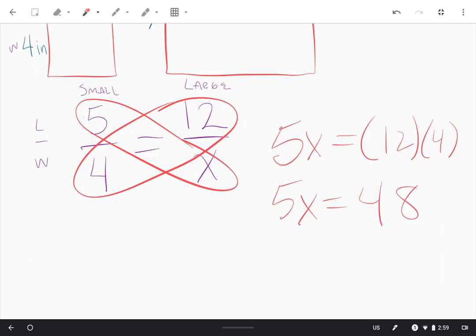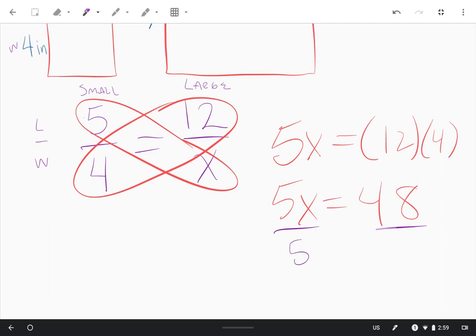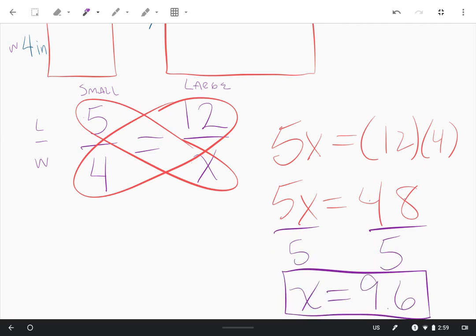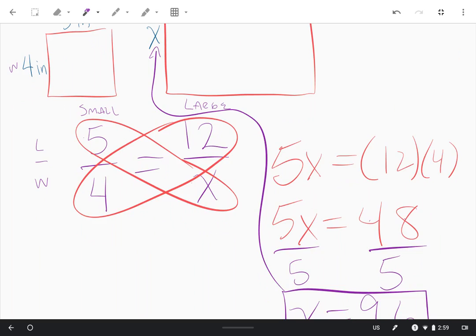5x equals 48. Divided by 5. I'll do that in a different color. Divided by 5, divided by 5. x equals, and if you do that in your calculator, you get 9.6. I just would do 48 divided by 5, and I get 9.6. That is the length of this.